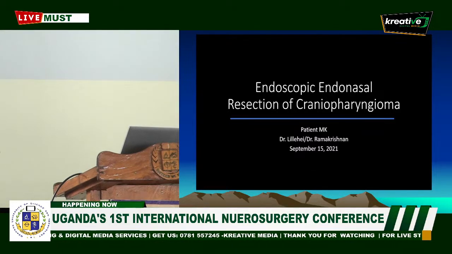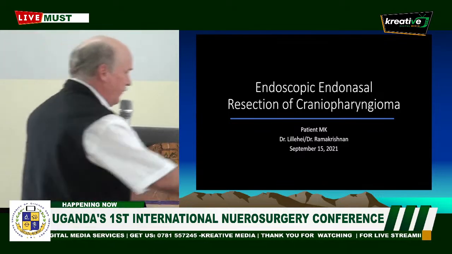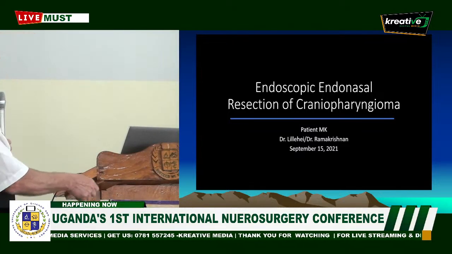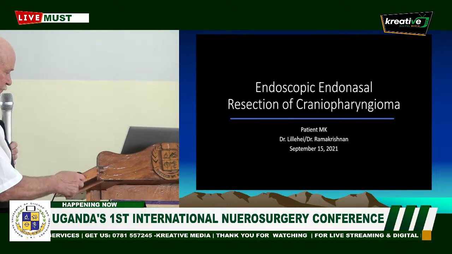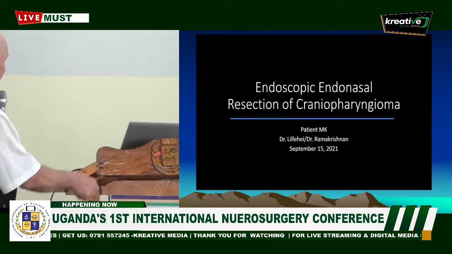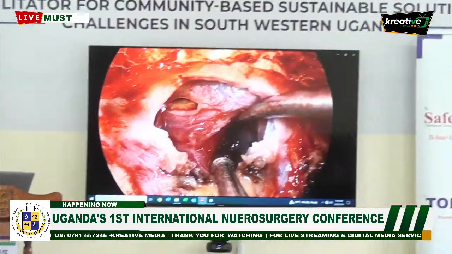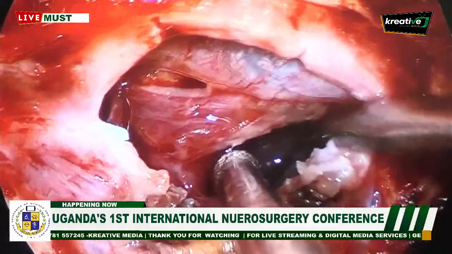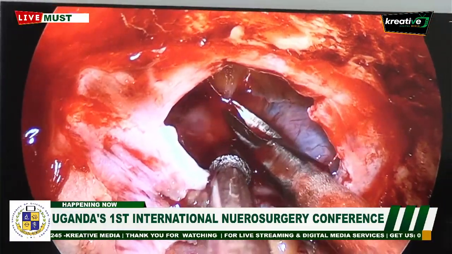We've removed the bone over the sellar region. It's not showing too well, but here we're dissecting away the cystic portion. The pituitary gland is down below the sucker. And here we're dissecting off both sides, looking for those superior hypophyseal arteries so that we can spare those.